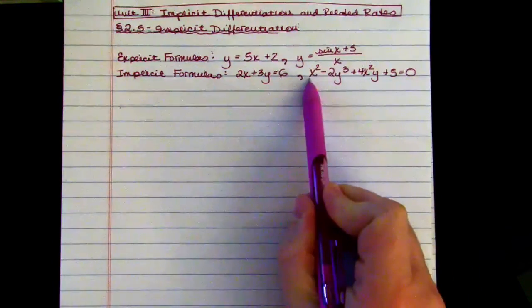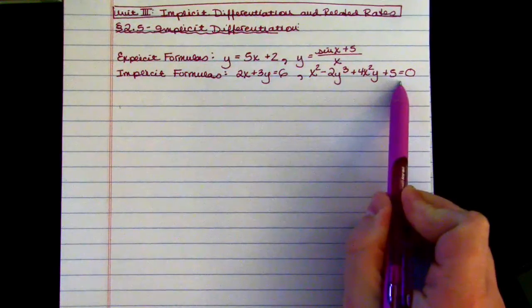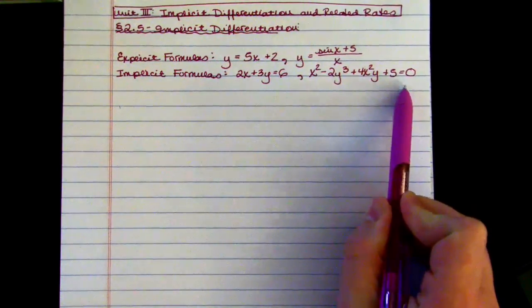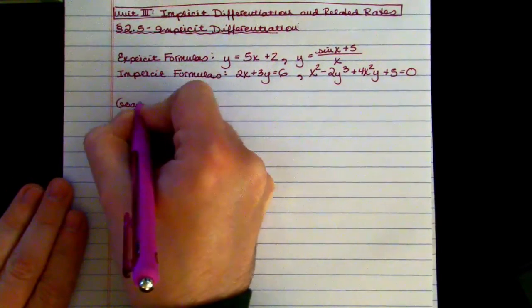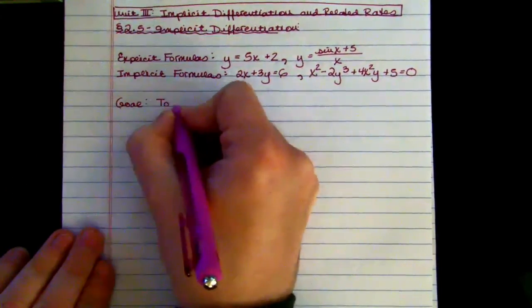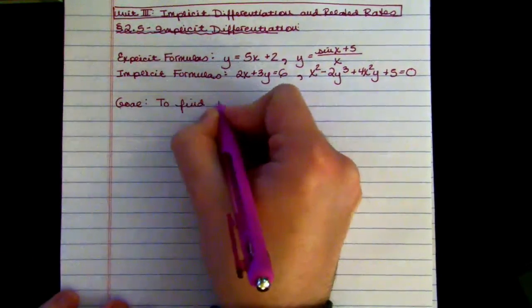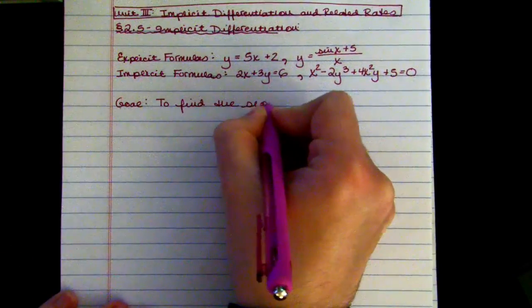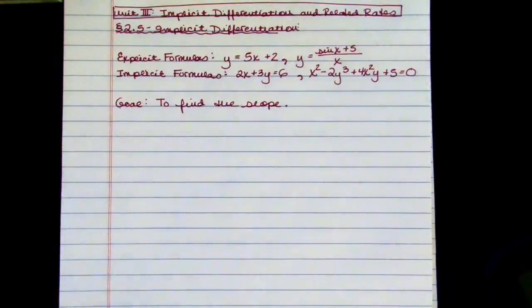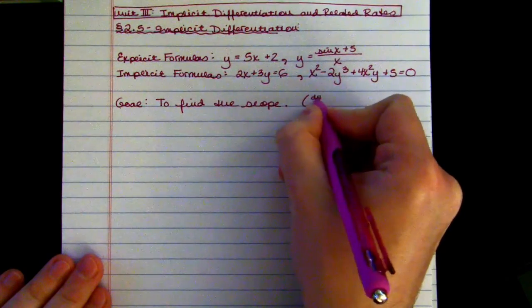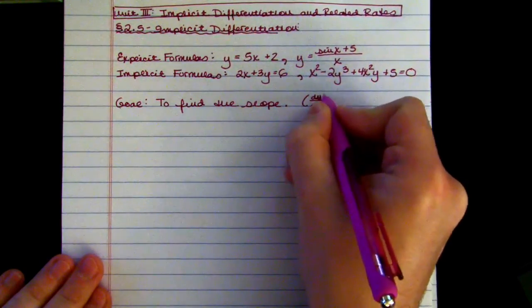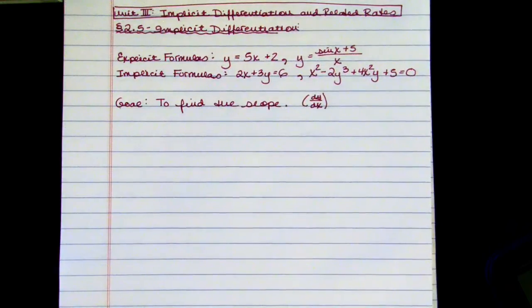Again, my goal is to find the derivative, the slope of this thing. I can't easily solve this thing for y, so we need a new method. First of all, our goal for all of this stuff is to find the slope. And we're going to use our notation dy dx. I think I showed you that earlier, just told you it was a symbol for the derivative. We're going to start getting into that symbol a little bit more and what exactly that means.